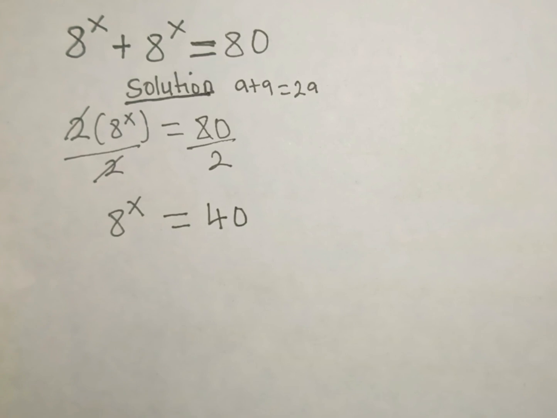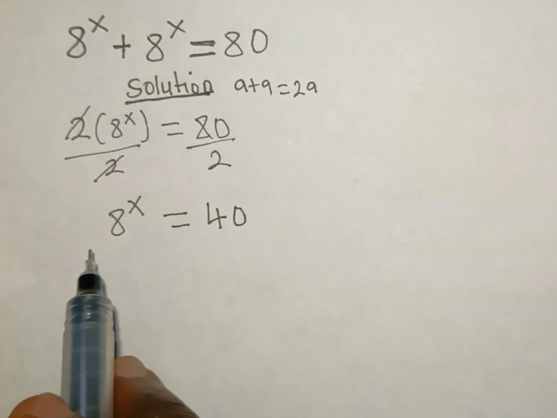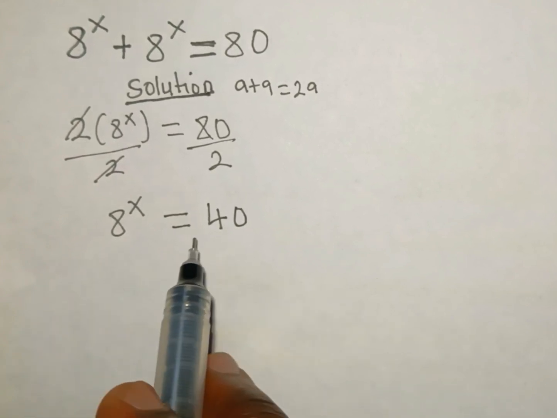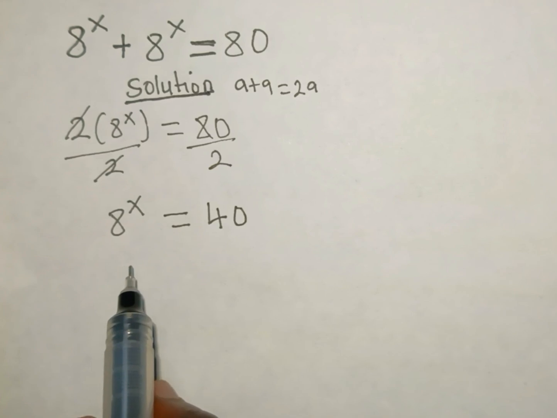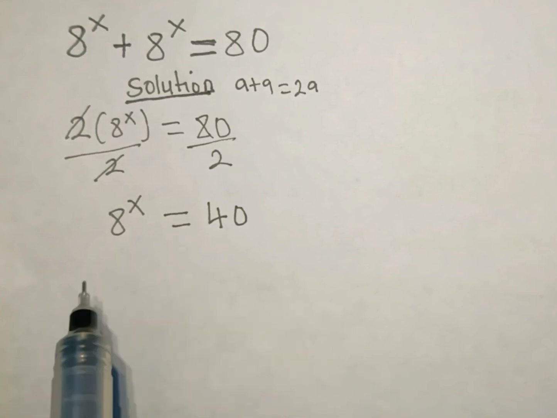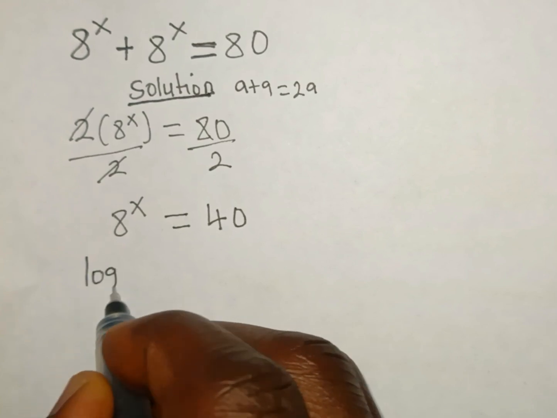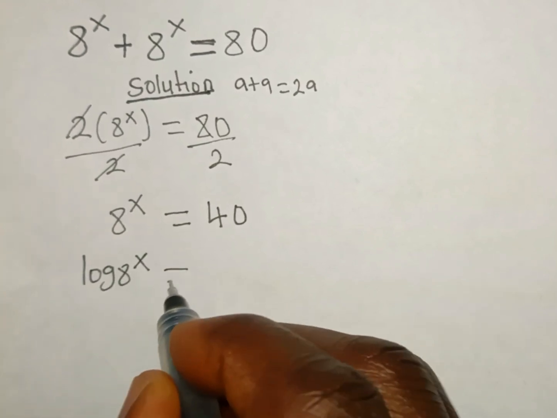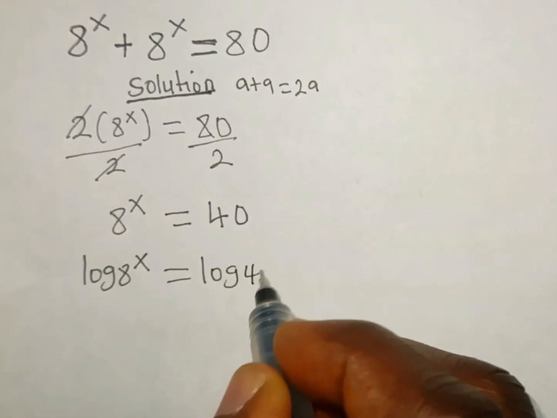The next thing we're going to do, if you compare these two bases, here is 8 and this is 40, so there's no way we can balance the base. Therefore, we're going to take the log of both sides to the base of 10. So when we apply logarithm, we're going to have log of 8 raised to the power of x, which is equal to log of 40.